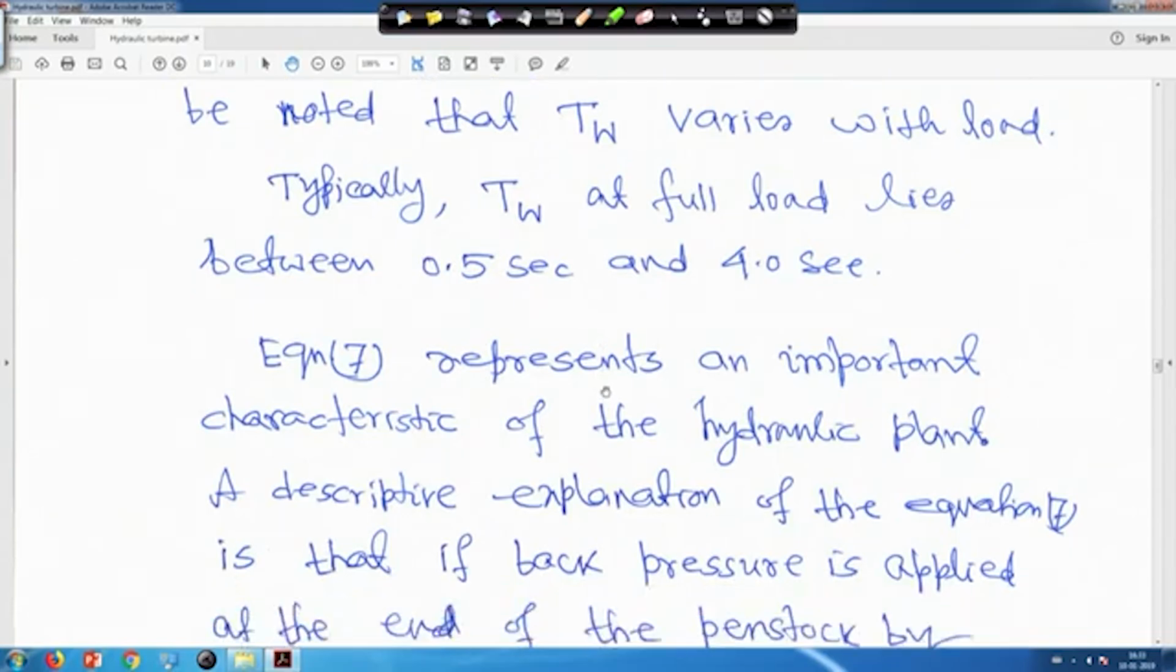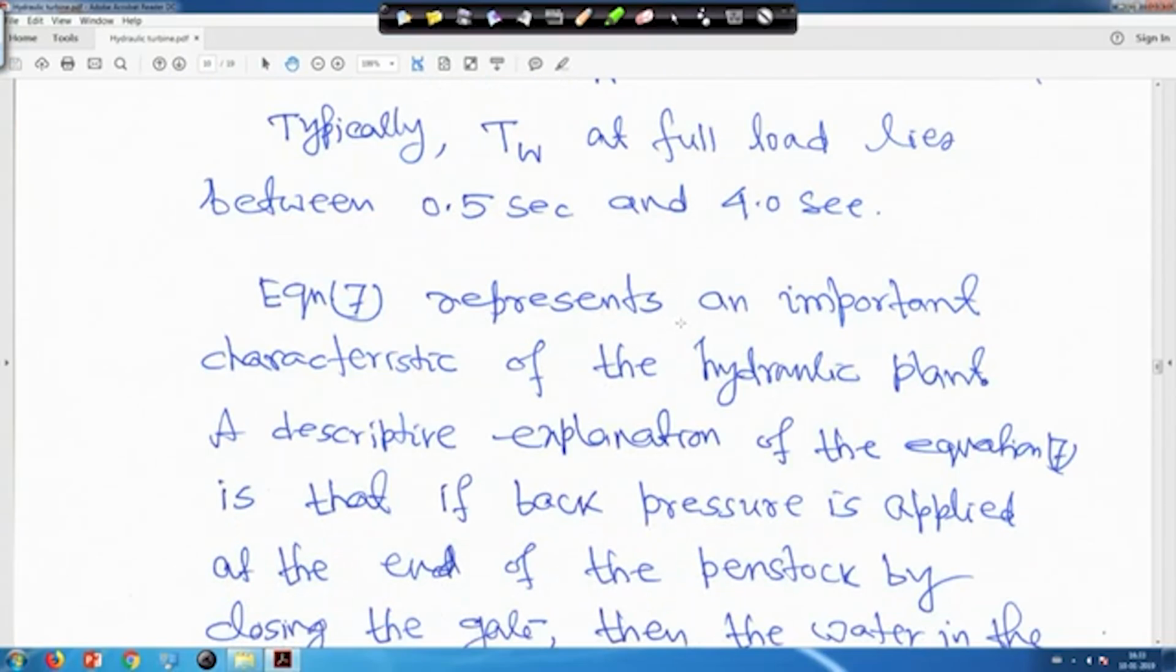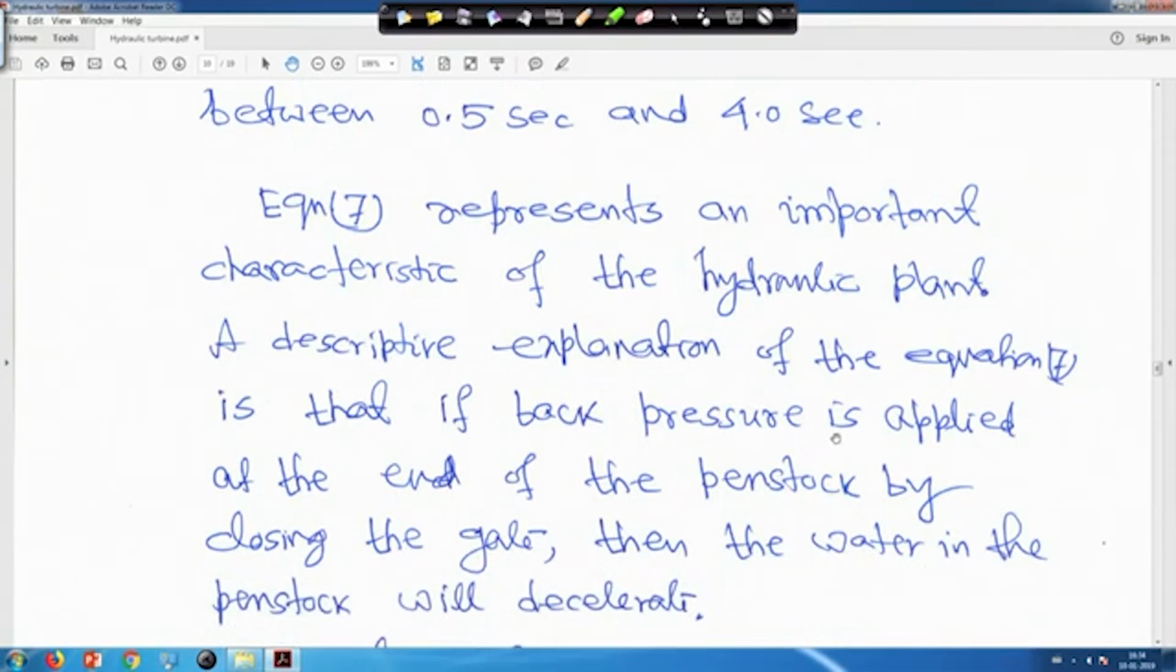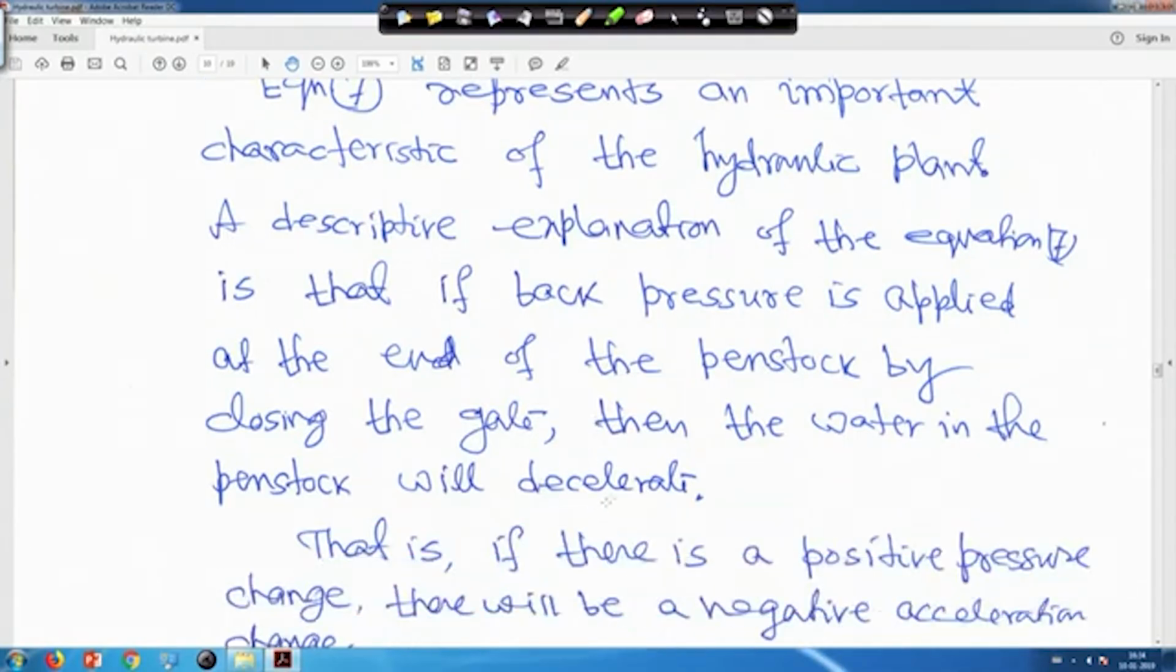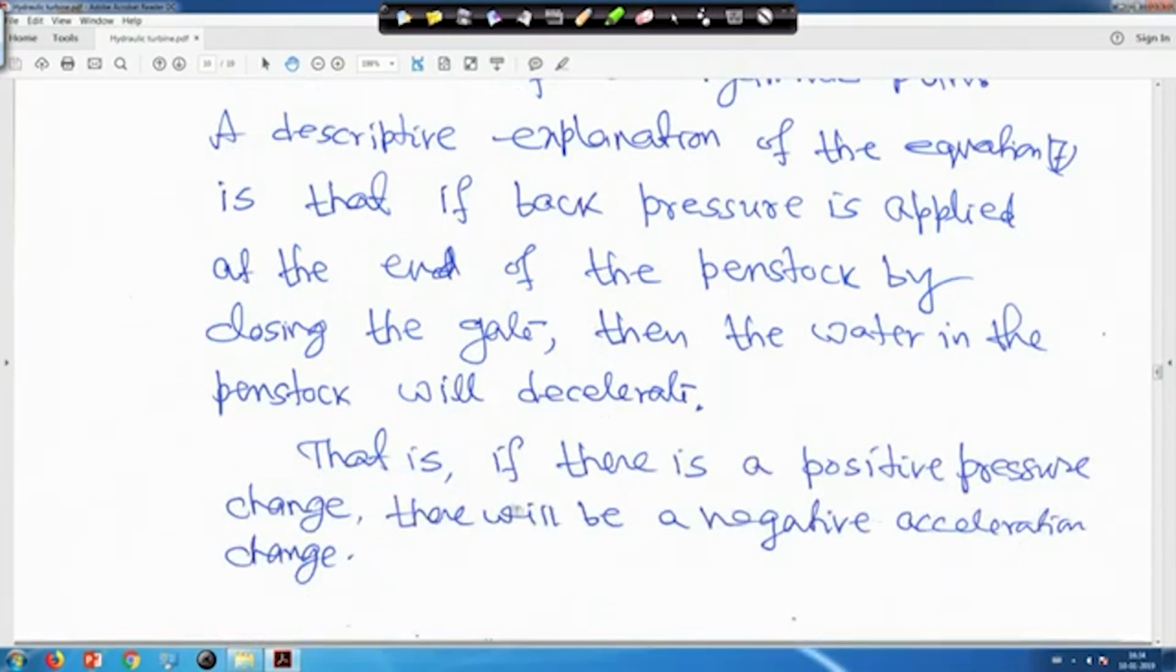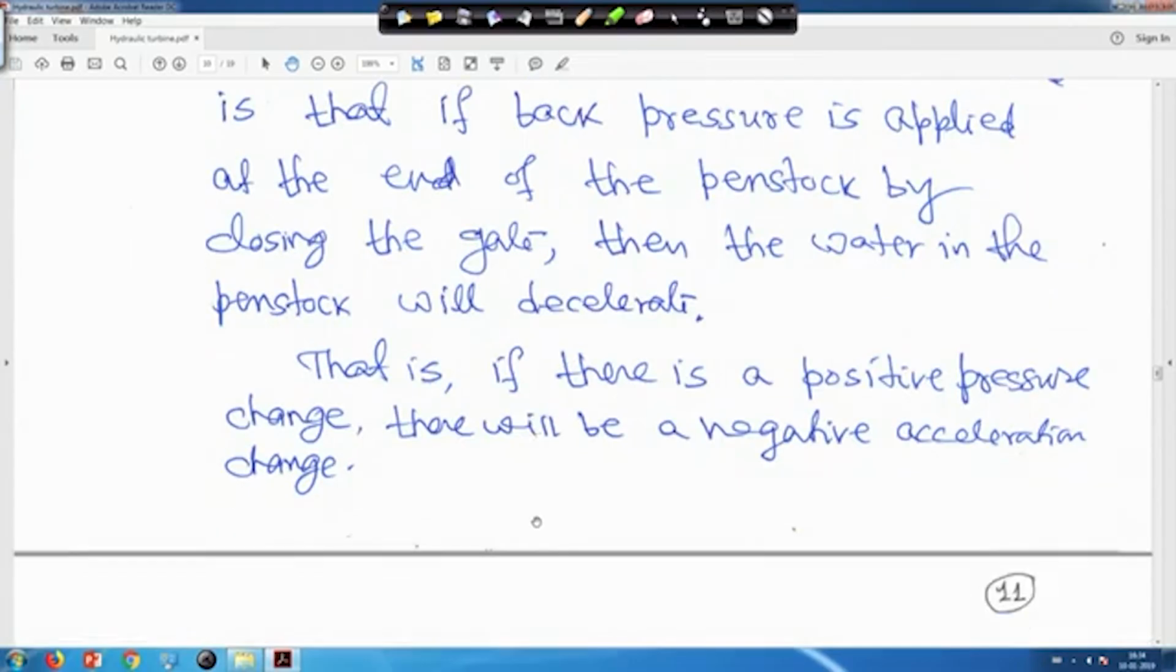So, equation 7 represents an important characteristic of the hydraulic plant. A descriptive explanation of equation 7 is that if back pressure is applied at the end of the penstock by closing the gate, then the water in the penstock will decelerate. Thus, if there is a positive pressure change, there will be a negative acceleration change and vice versa.